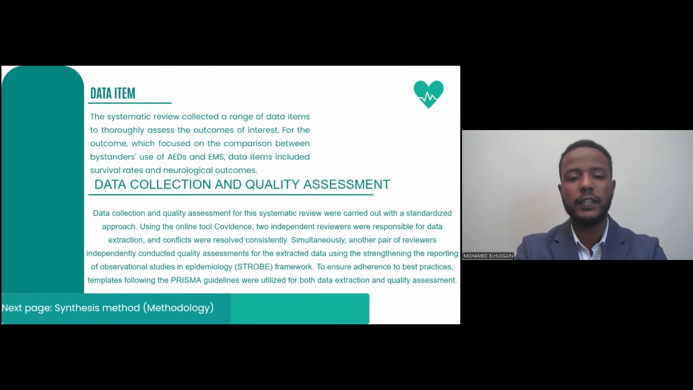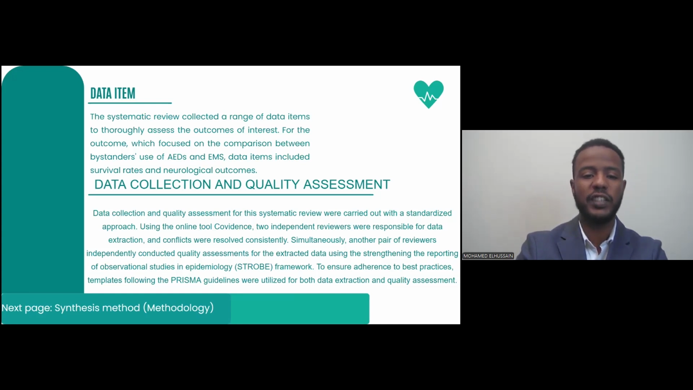Data item. The systematic review collected a range of data items to thoroughly assess the outcome of interest. For the outcome, we focus on comparison between bystanders, also known as public use of defibrillator, public access defibrillator, use of AEDs, and emergency medical services. Data items included survival rate and neurological outcome.